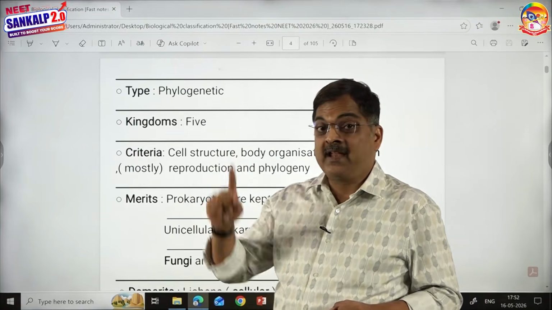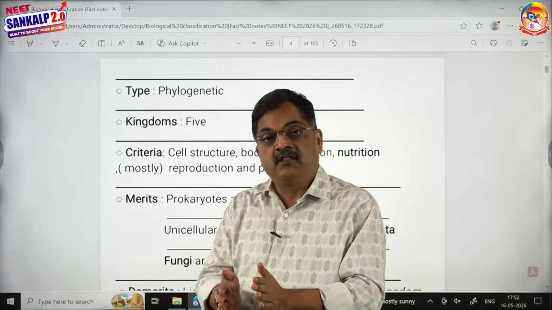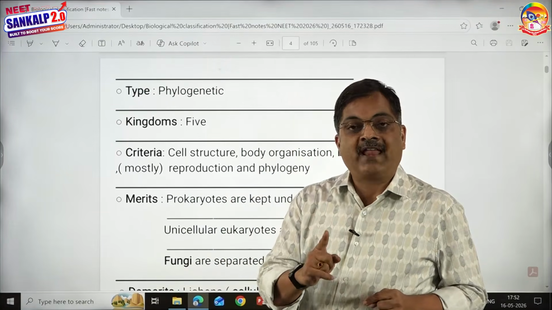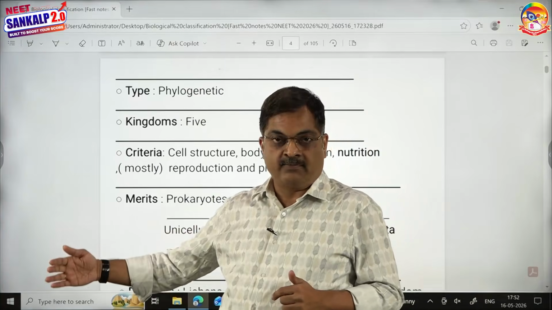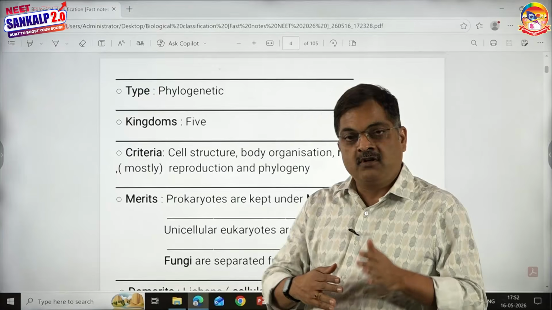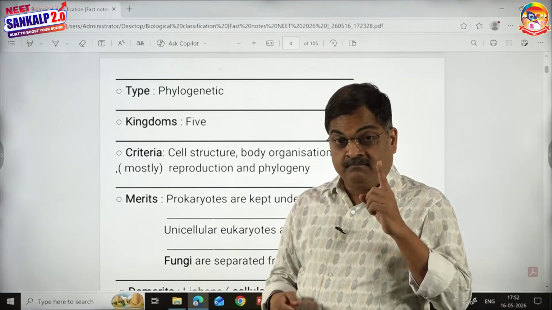What was the second demerit of Linnaeus's classification? Unicellular organisms are kept along with multicellular. Whittaker separated all unicellular eukaryotes and gave a separate kingdom called Protista. What was the third demerit in Linnaeus's classification? Autotrophs and heterotrophs are kept in the same kingdom.